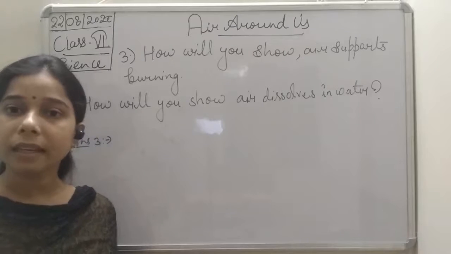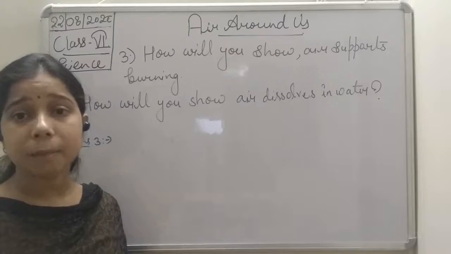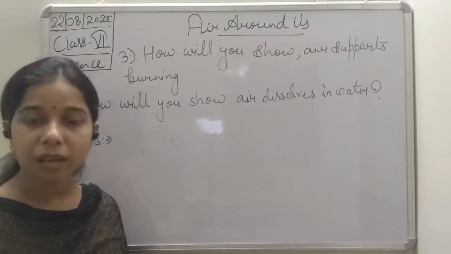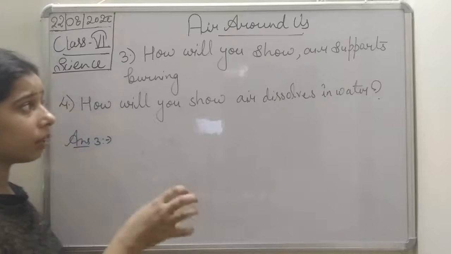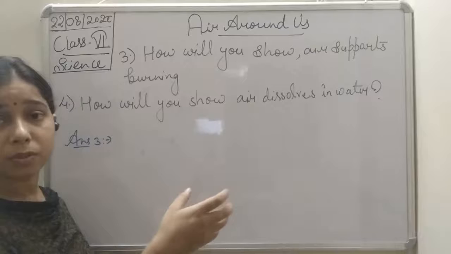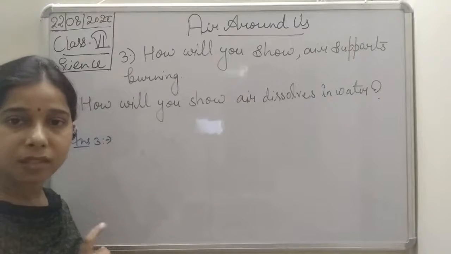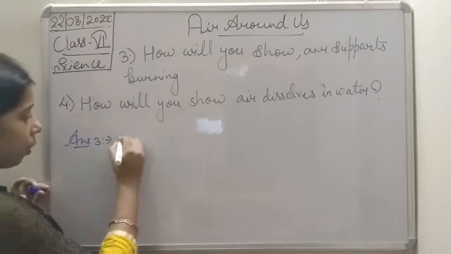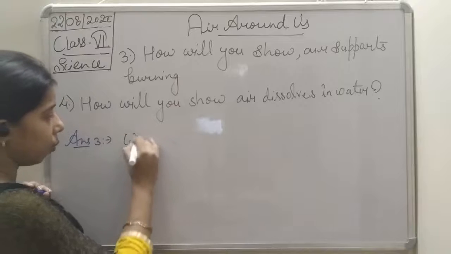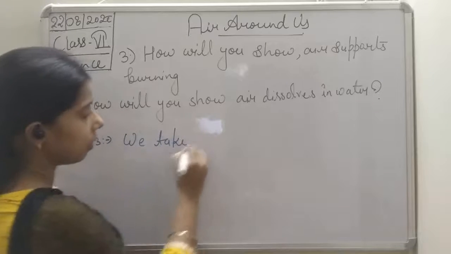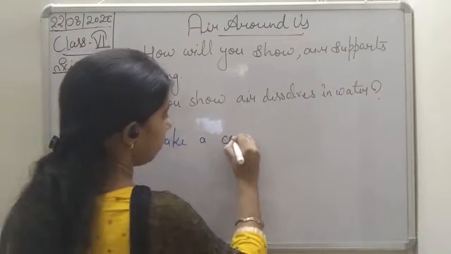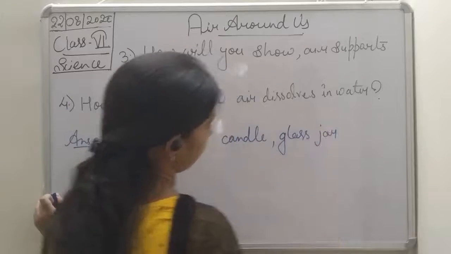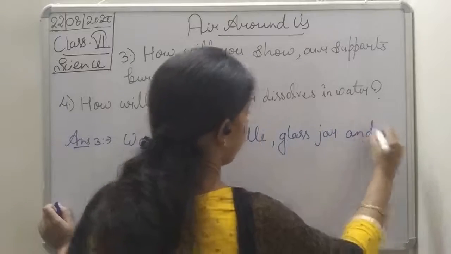So what does that indicate? It indicates that the supply of the air is cut off due to the presence of the glass jar, so the candle stops burning. So you have to write the same activity that is given in the book in the third one. Let me remind you something: at first you will write that at first we will take a candle, a glass jar, and a matchstick.